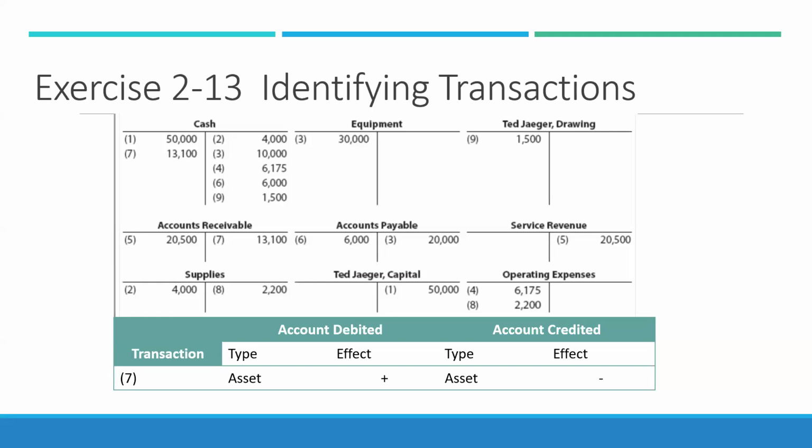Number 7. Guys, look at number 7. Accounts receivable got credited and cash was debited. What happened here, guys? We got paid by people who owed us.